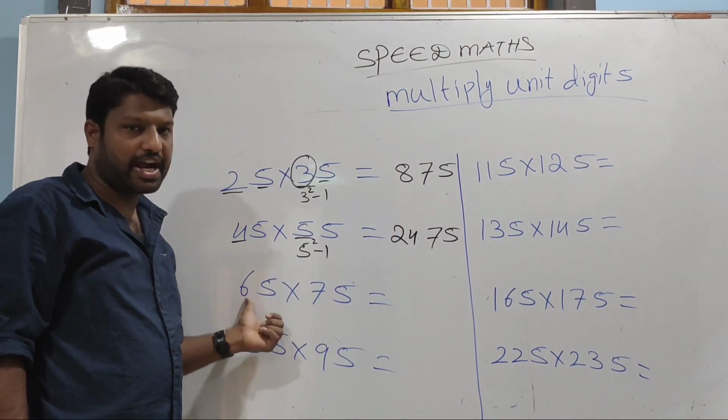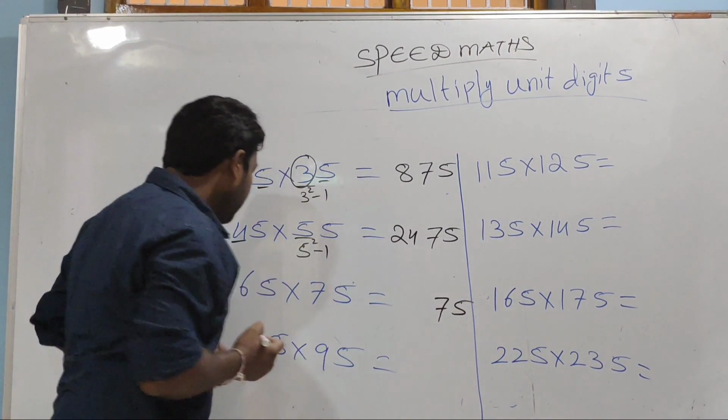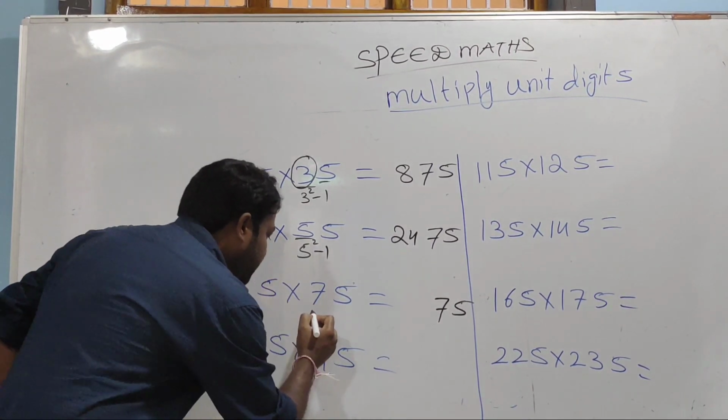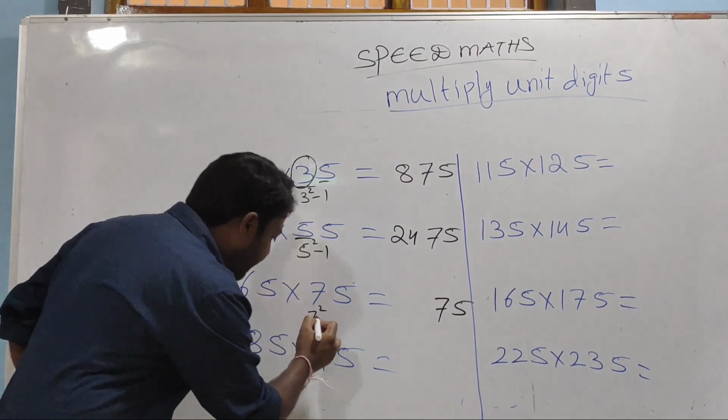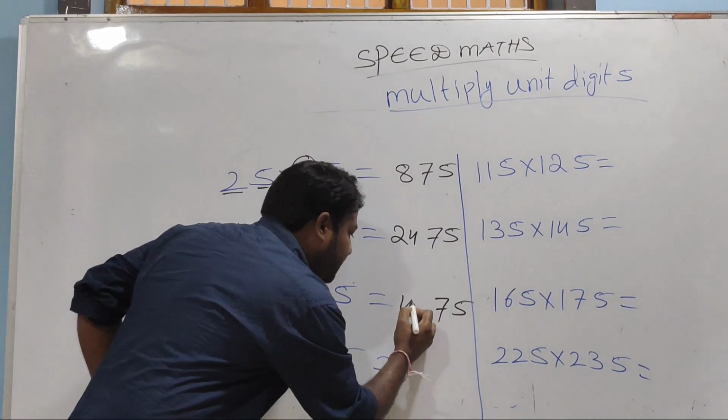Here also, the last digit is 5 and the difference of these two numbers is 10. So directly I will write the last two digits as 75. Now I will look for the larger of these two numbers. 6 is there, 7 is there. So 7 is the larger number. The square of that number, 7 square minus 1. 7 square is 49. Minus 1 is 48.